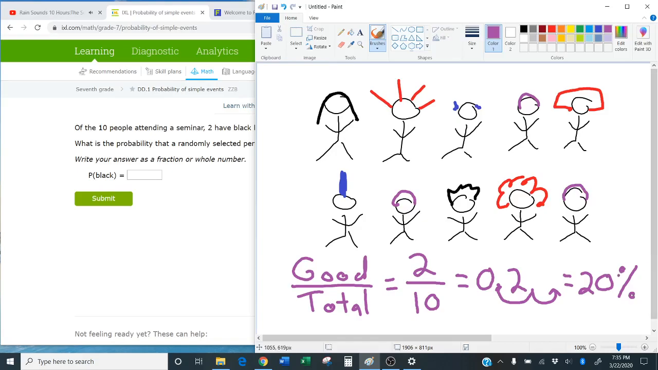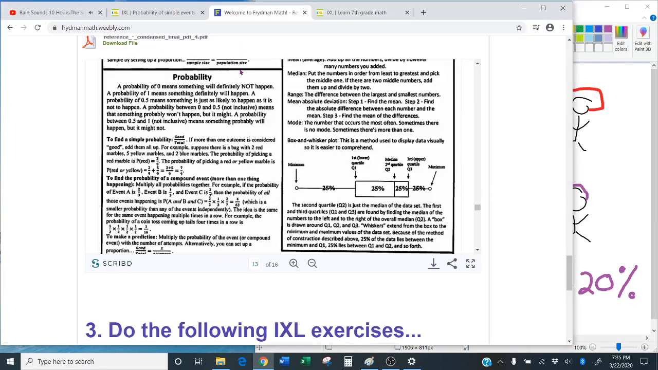So remember, the highest probability is 100%. The lowest probability is 0%. What does a probability of 20% mean? It means, let's go back to the reference pages here, a probability of 0.2, that would be between 0 and 0.5. That means that it probably won't happen, but it might. And if I think about this situation, that's true.